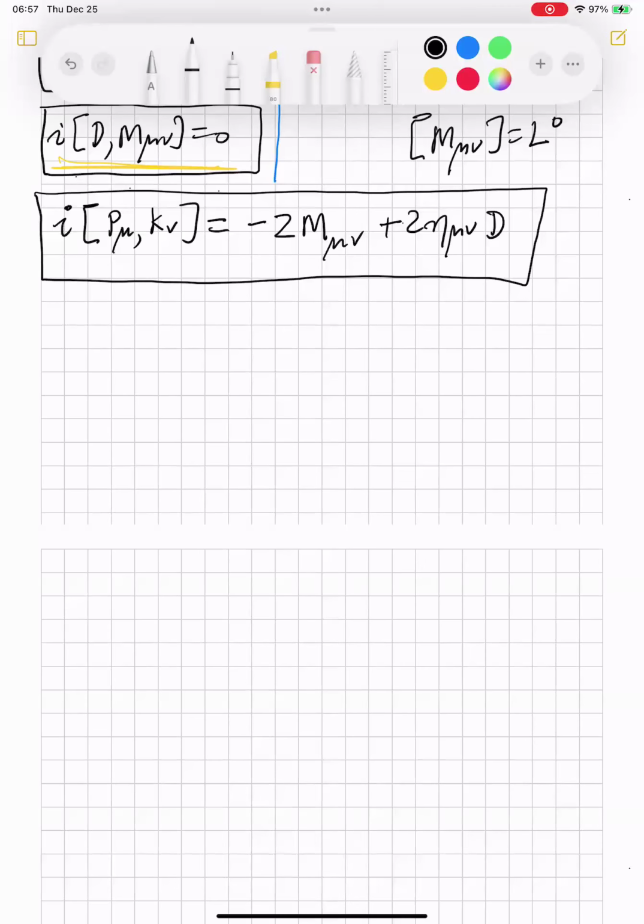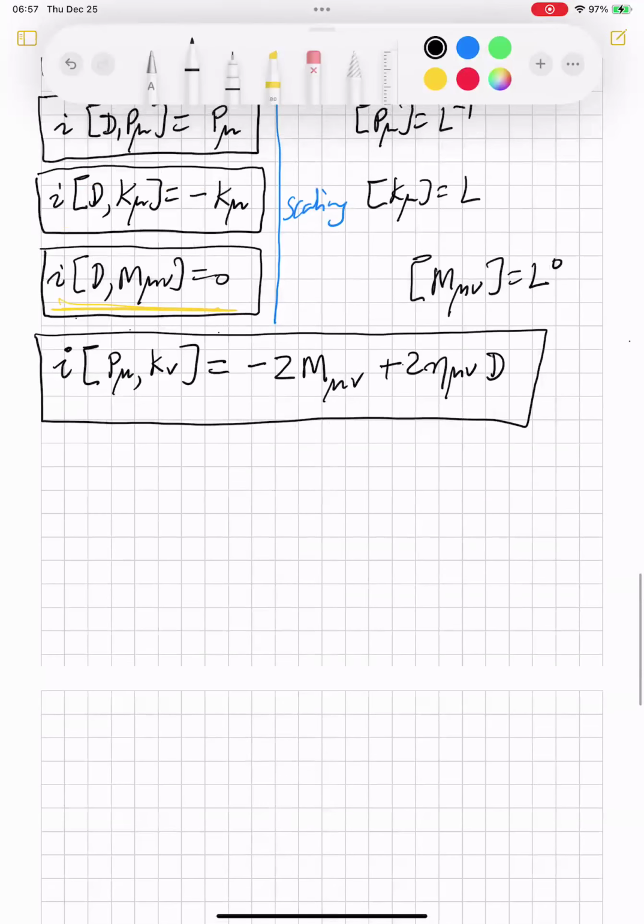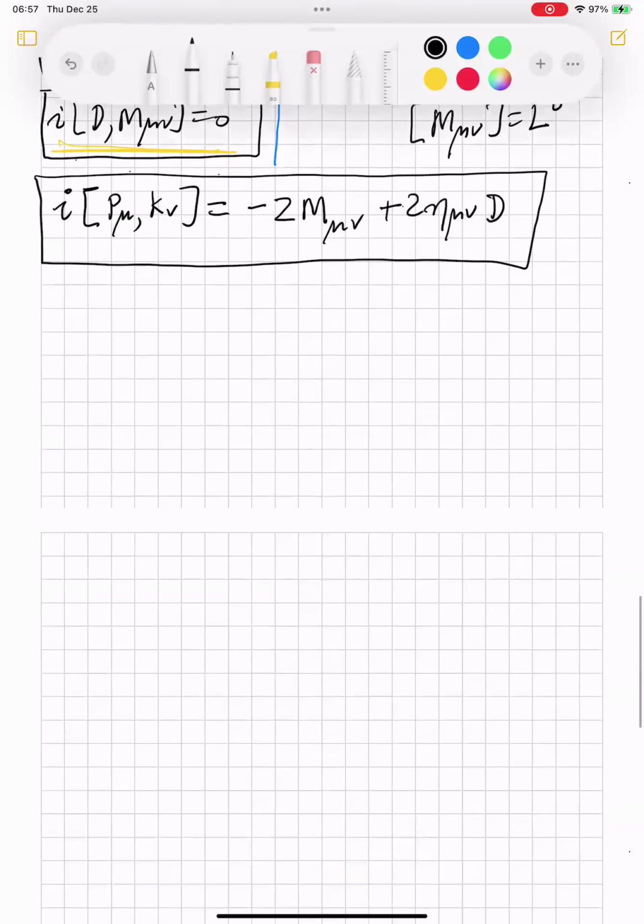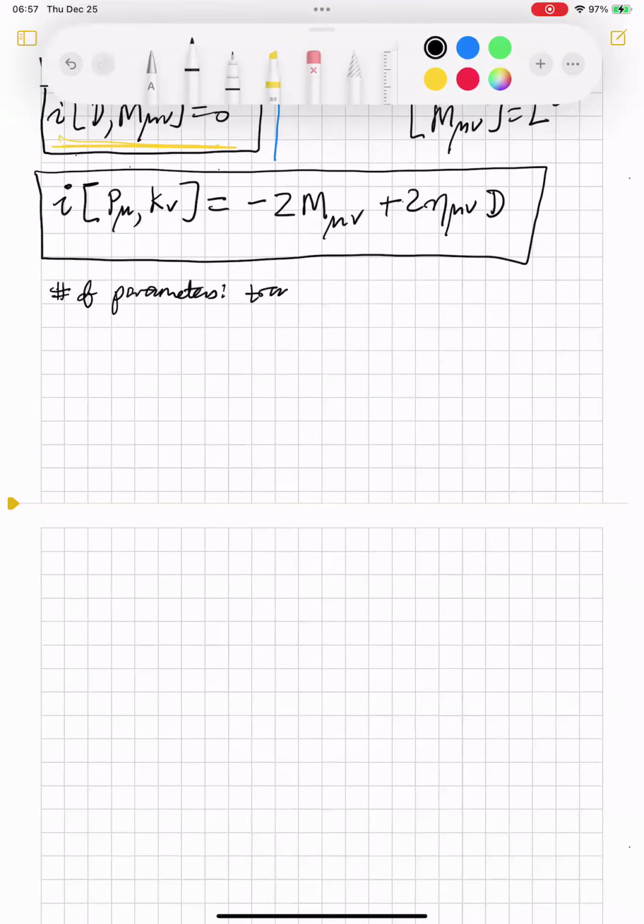Okay, so now we just want to work a little bit more to discuss what Lie algebra this is. The first thing that we're going to do is count the number of parameters. By now I think this is quite simple for you. So remember we have translations.